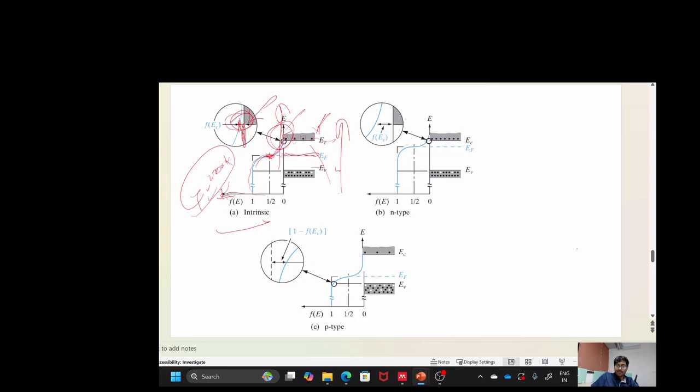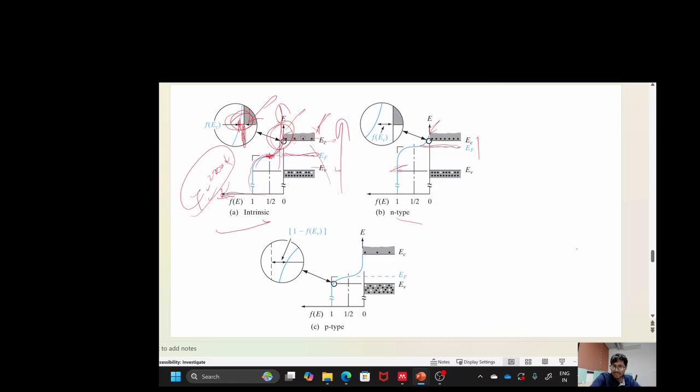But if it is doped n type, the Fermi energy will be shifted up, and the concentration of electrons will be more in this case. And the concentration of holes, if you see at this position, is the probability of finding a hole, or the probability of an unoccupied state.